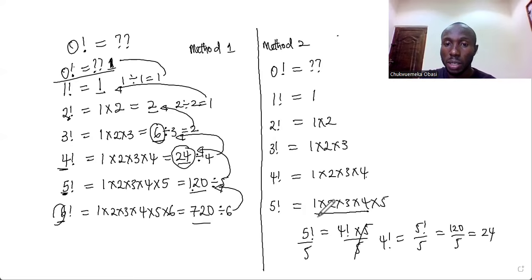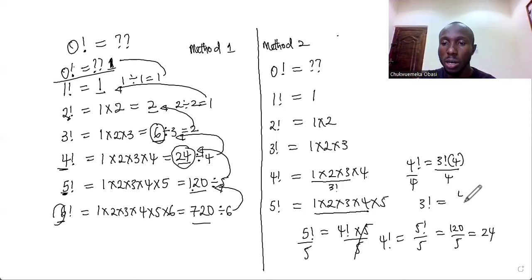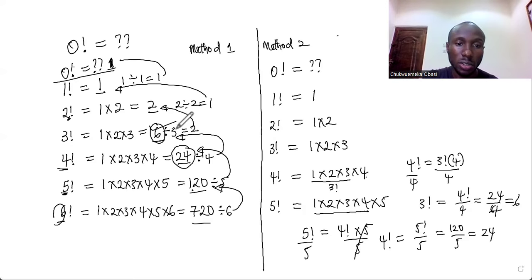So understand the pattern. Let's go over to 4 factorial. In 4 factorial, all of these numbers here are just 3 factorial. So 4 factorial is the same as 3 factorial times 4, right? If I want to get 3 factorial, I divide both sides by 4. So 3 factorial is the same as 4 factorial over 4. That will be 24 over 4, which is 6. So 3 factorial is 6, just like you see here.